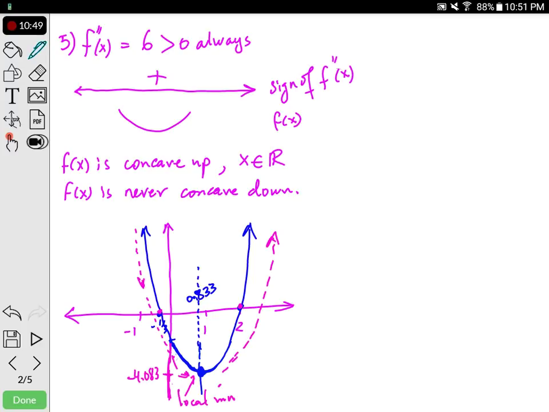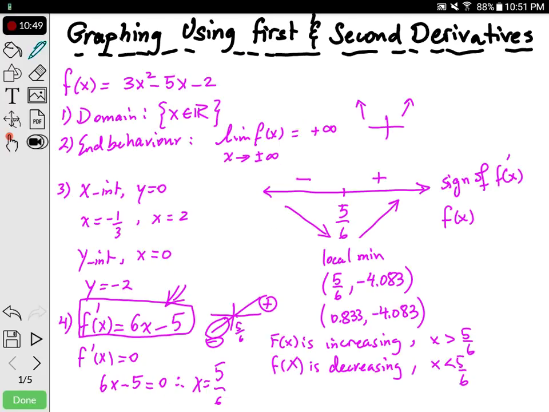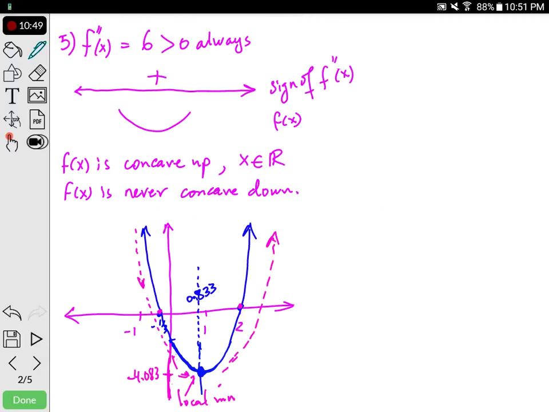The fifth step is to determine concavity, and that takes place by finding f double prime of x. Now if we take f prime of x and we find the derivative of 6x minus 5, technically you're asking what's the slope of that line, which is 6, even if you don't know power rules. So f double prime of x is 6, which means it's always positive in this case.